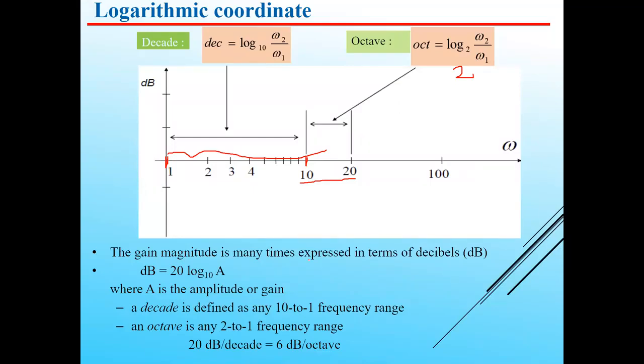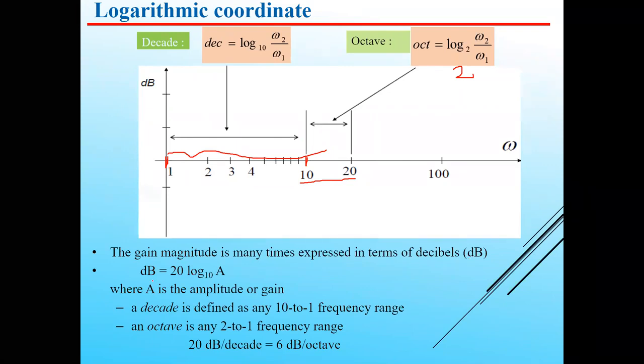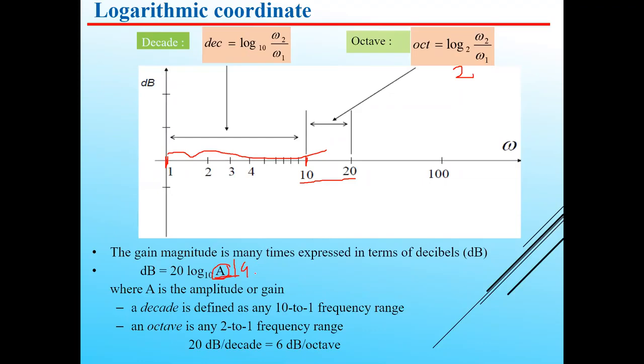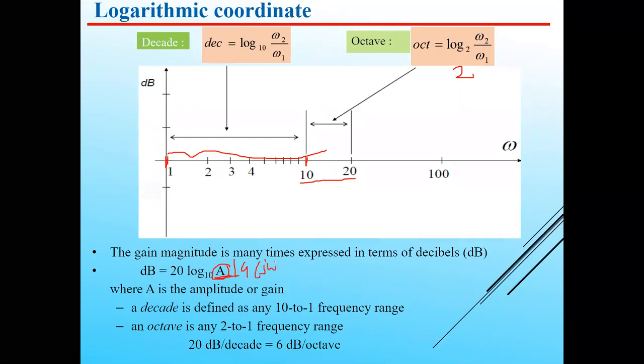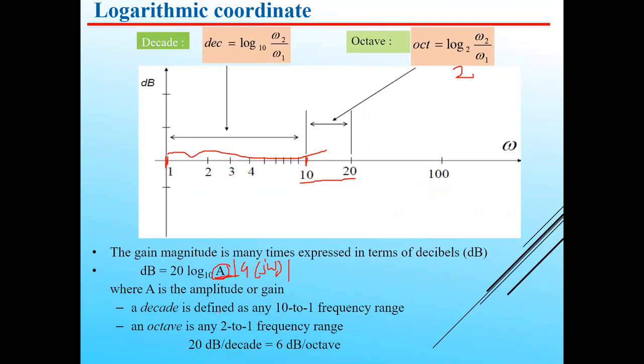So the gain magnitude is many times expressed in terms of decibel. dB is equal to 20 log 10 A, म्हणजे magnitude आहे इथं, magnitude G(j omega), where A is the amplitude or gain. A decade is defined as any 10 to 1 frequency range and octave is defined as 2 to 1 frequency range. आता ऑक्टेव म्हणजे 20 dB पर डिकेड, हा ऑक्टेव मध्ये काढायचा म्हणलं तर 6 dB पर ऑक्टेव.